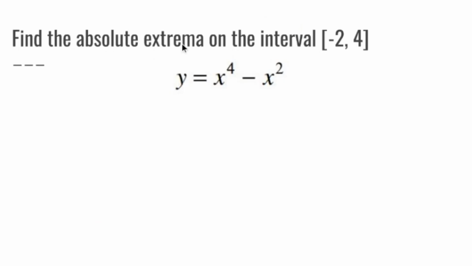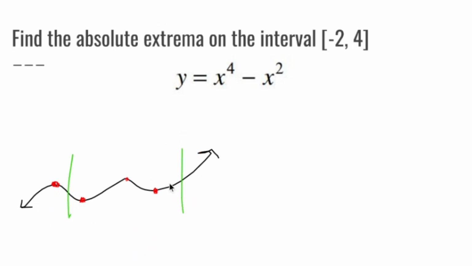Find the absolute extrema on the interval [-2, 4]. Now I'm just going to make a random picture. In a previous video, we talked about relative maximum or minimum. Relative extrema is like, there's a relative max and there's a relative min. Well, absolute means, what if we take all of this and we care about between here and here.